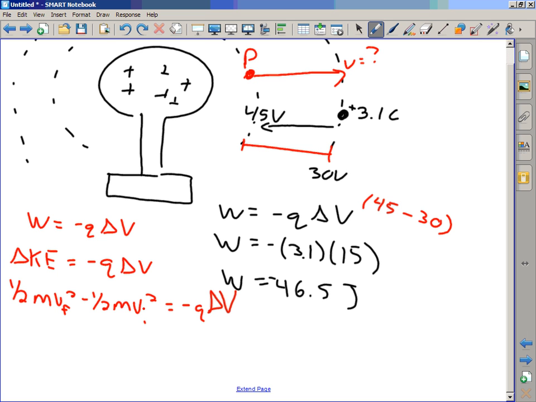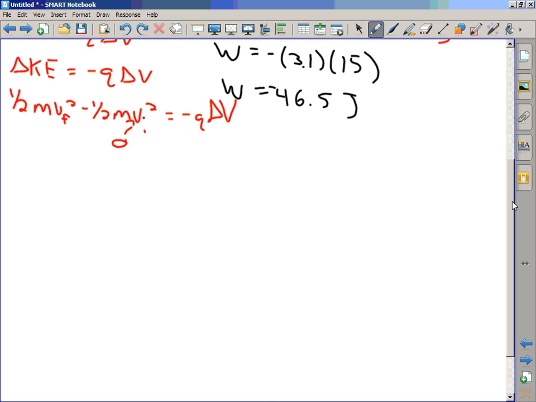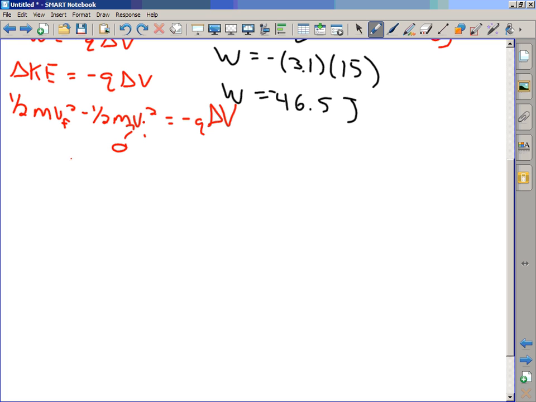What's the initial velocity? 0 here. Good. I'm releasing it, so the initial velocity is 0. Leaving me this: 1/2 mass of the proton, final velocity squared equals negative Q delta V. And I know everything but velocity now.